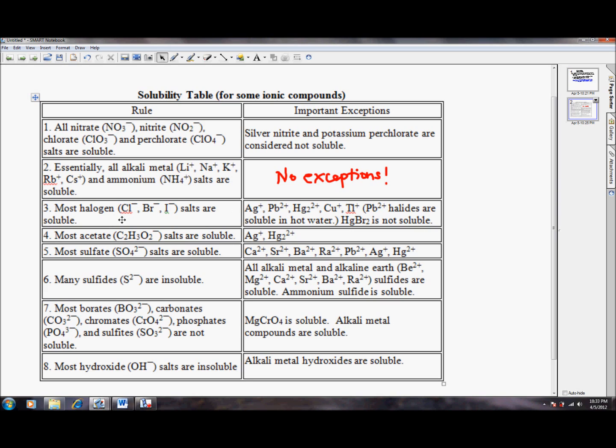If you look and you say, okay, I've got chlorine in my compound, and you say, okay, that has to be soluble, then you have to double check and say, do I have chlorine paired with one of these? Then it's the exception, which means that it is not soluble. Rule number 4 says most acetate salts are soluble, with the exception of silver acetate and the little funny mercury 1 acetate again. Number 5 says that most of the sulfate salts dissolve, except for calcium sulfate, strontium sulfate, barium sulfate, radium sulfate, lead 2 sulfate, silver sulfate, and this is mercury 2 sulfate.